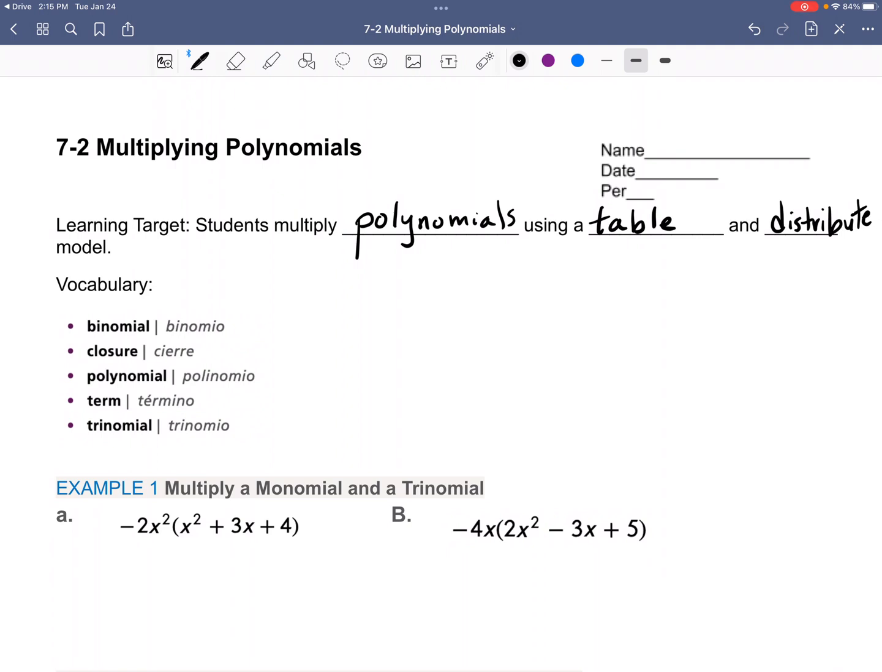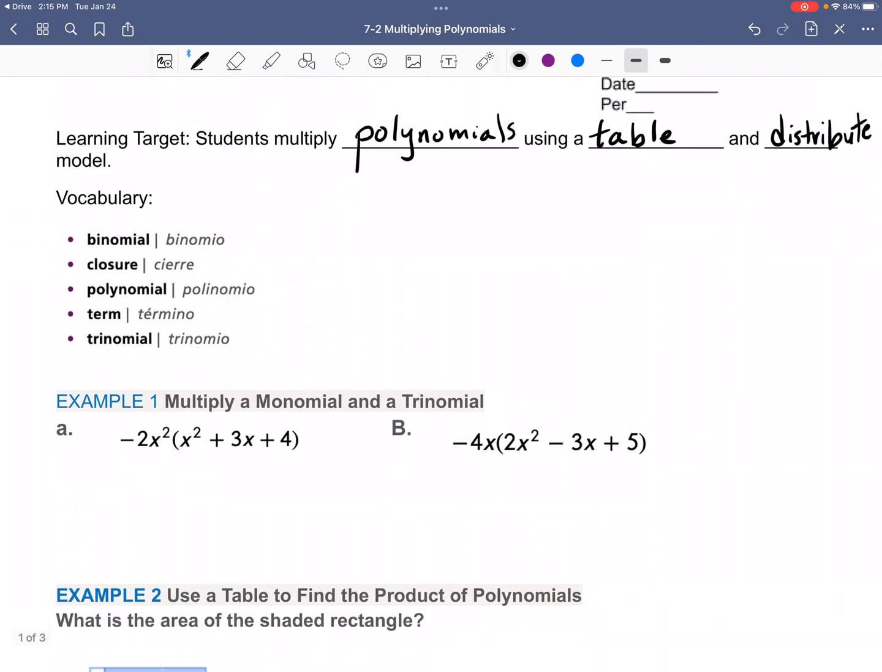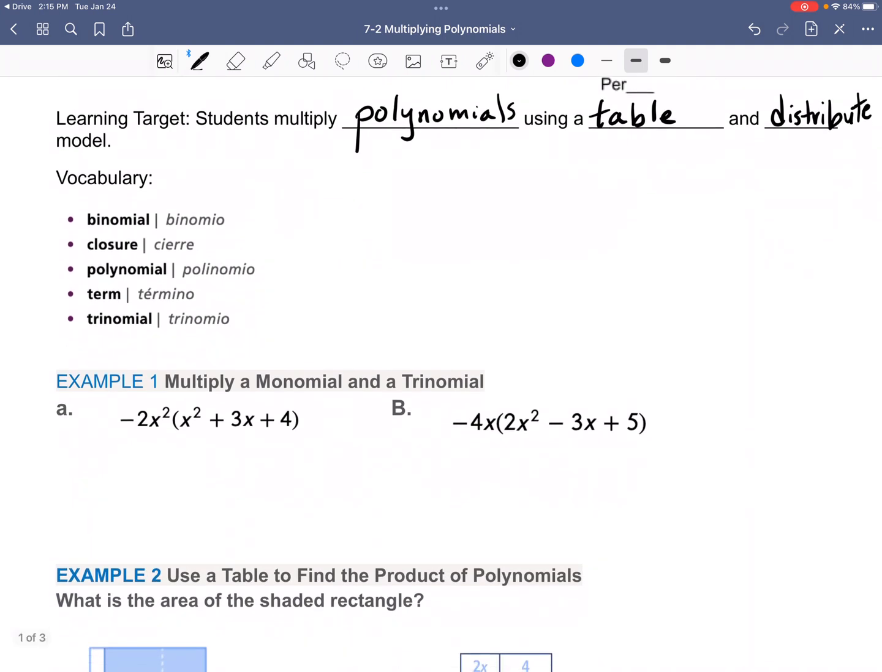Our vocabulary today is binomial, binomial, closure, cierre, polynomial, polinomio, term, término, and trinomial, trinomio. So those words should be somewhat familiar from our previous lessons.